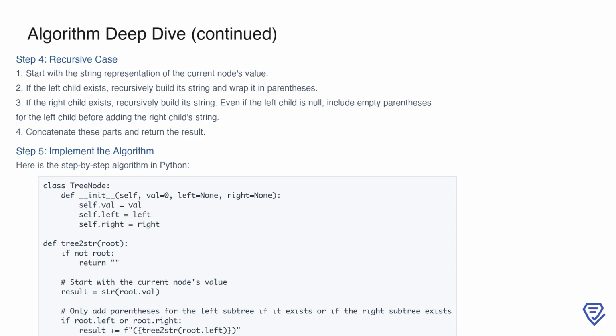To put this into code, we define a recursive function, tree2str. If the root node is null, the function returns an empty string. Otherwise, we initialize the result with the string value of the current node. If the node has a left subtree or a right subtree, we add the string representation of the left subtree wrapped in parentheses. This step ensures that even when only the right child exists, the absence of the left child is explicitly noted.